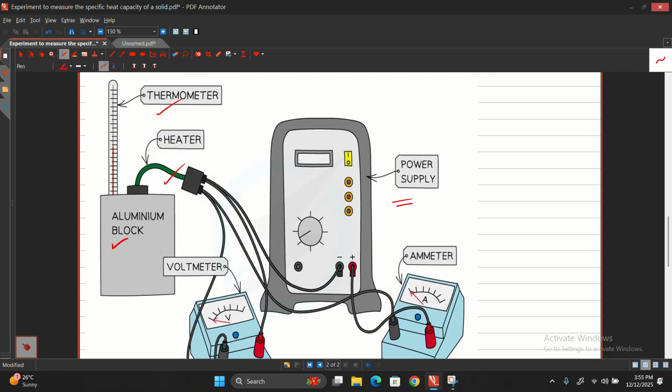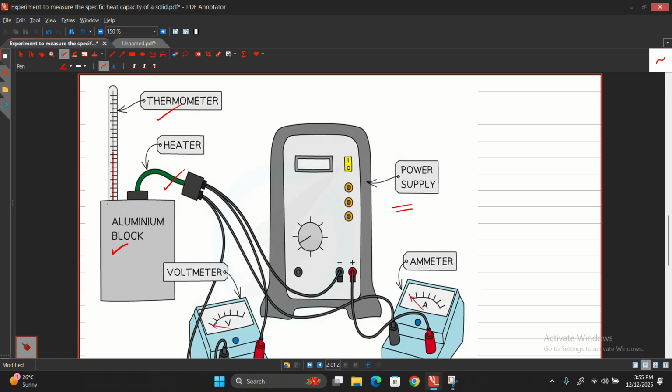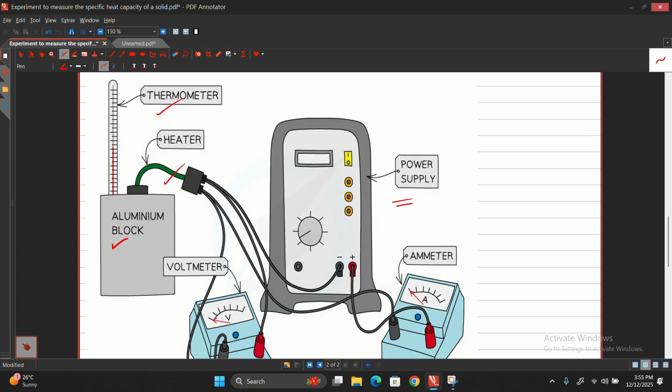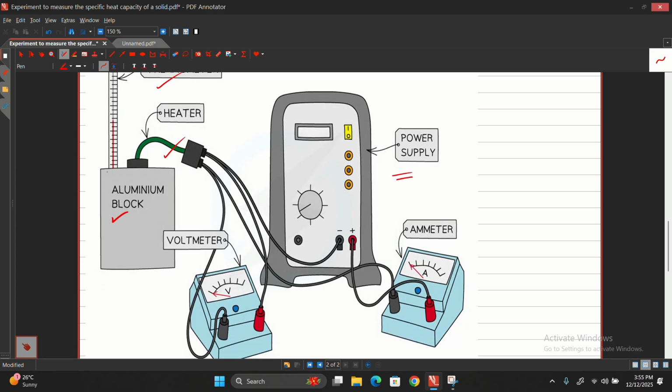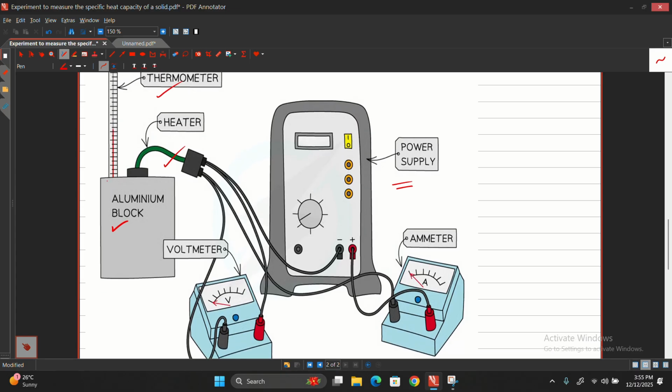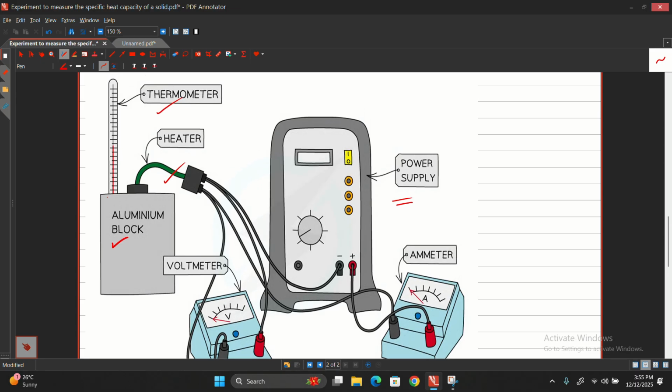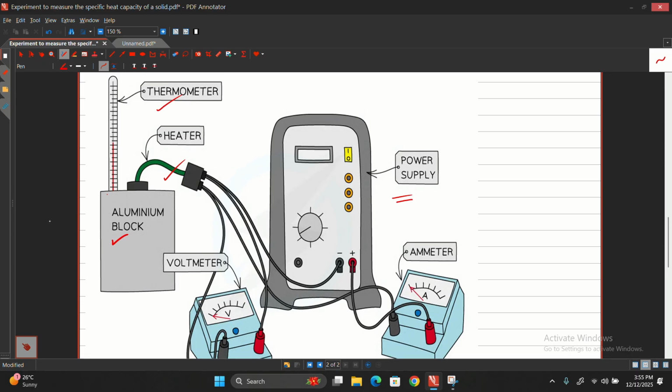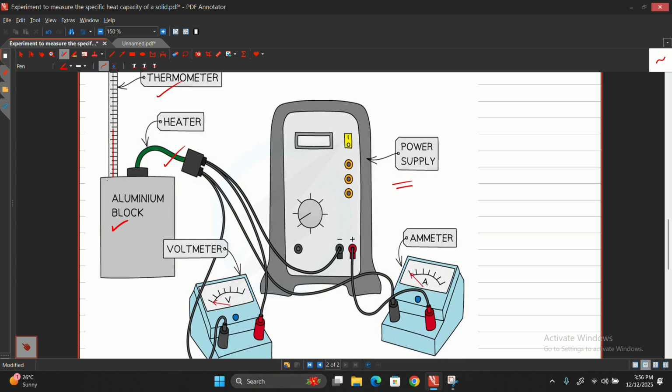We also need a timer at the same time, and we will have to measure the duration for how long the heat energy has been transferred from the heater to the aluminum block. So this is actually the experimental setup. This is how we're going to organize the equipment for this experiment.